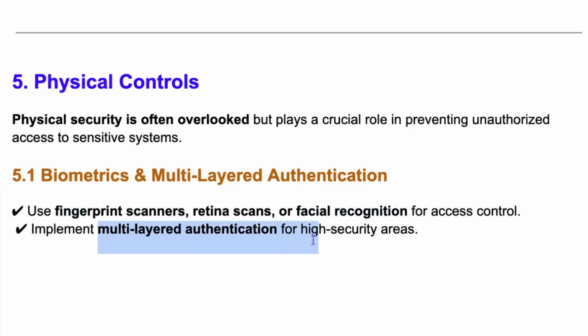Implementing multi-layered authentication is actually a really big deal as well. So multi-layered authentication for high security areas, meaning you need to have one type of key card to enter the building, then you need to have a second type of key card to enter this other segment of the building, and you need to do your fingerprint to get in.